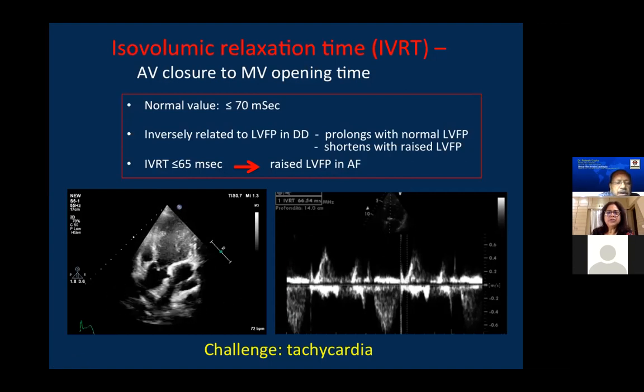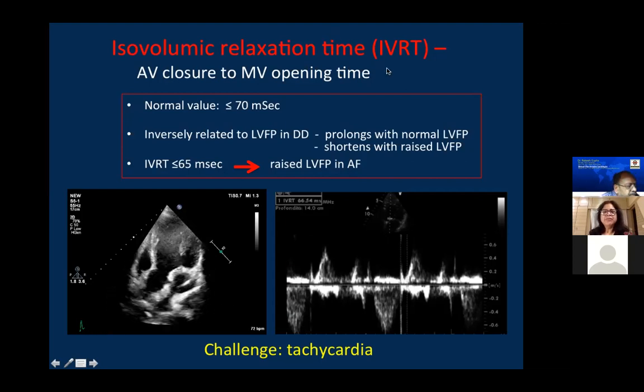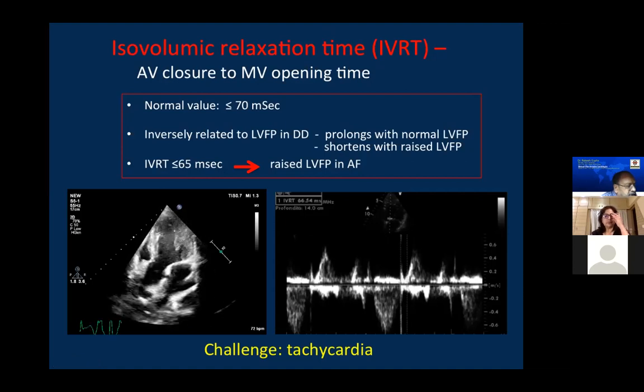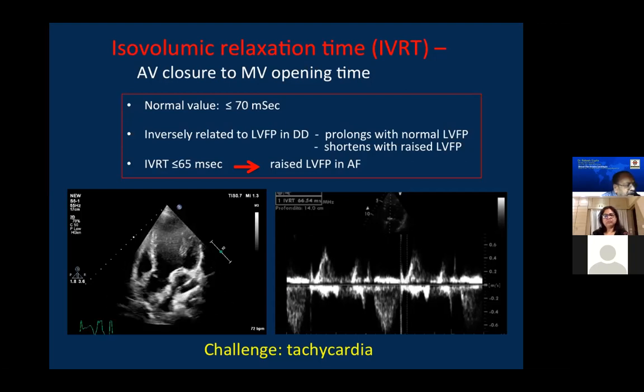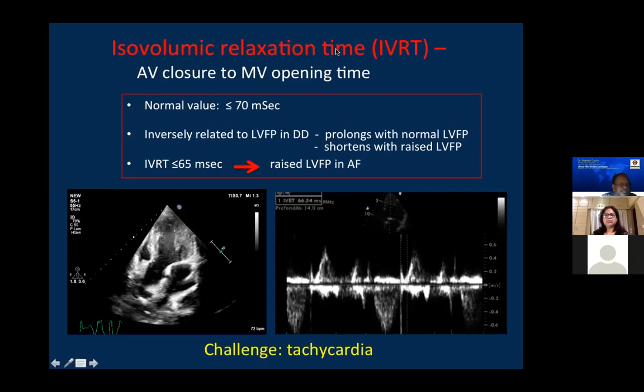I'll add a little bit. Normally, IVRT is about 70 to 90 milliseconds. Whenever the LA pressures are raised, the IVRT will shorten. Remember a very simple formula: IVRT is isovolumic relaxation time, and when the LV EDP or LA filling pressure goes up, the shortest possible thing which can happen is the fall of IVRT.